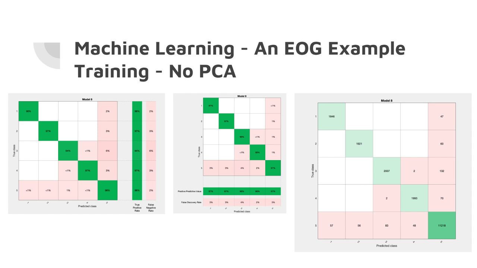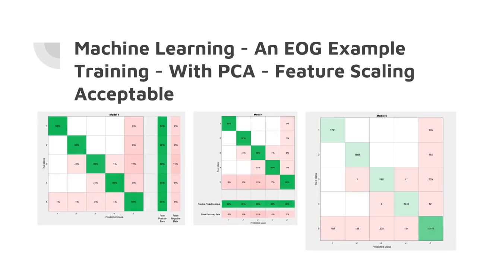But the nice thing about PCA is your algorithm is faster, and in some cases, you can use this to verify the accuracy of your algorithm without PCA. So if you run your algorithm without PCA, and then you do it with PCA, and you find that PCA has a really bad reduction in your accuracy, that means you didn't scale your features properly. So basically what that tells you is you need to go back and look at your feature scaling and improve that and fix it first. But you can see that when I did this with PCA, my accuracy was still high, around 90, 93% for the EOG. And this tells me that my feature scaling was acceptable.